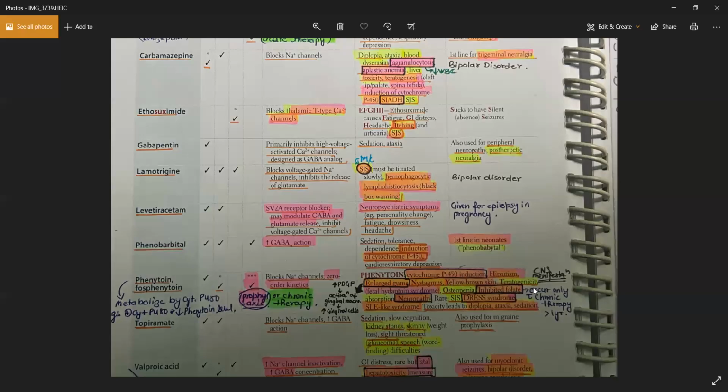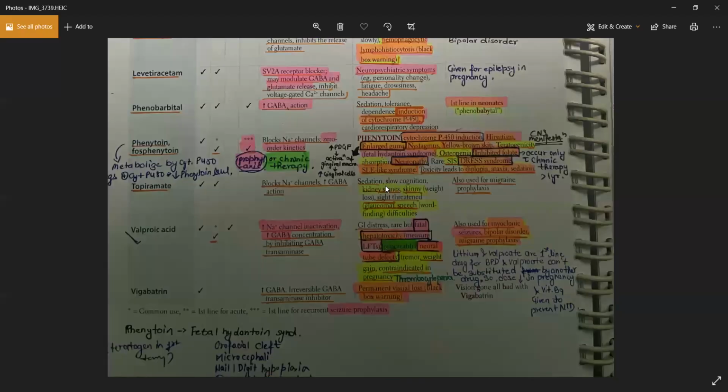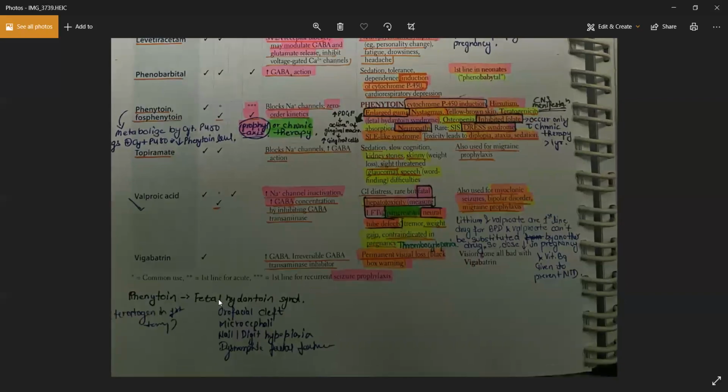It is a highly teratogenic drug, so must avoid in the pregnancy. It can cause the fetal hydantoin syndrome, in which you have the orofacial cleft, the cleft lip and palate. You can have a microcephaly. The digit hypoplasia and the nail hypoplasia are the important ones, so abnormal facial features, digit or nail hypoplasia and microcephaly you will get whenever you give the patient phenytoin in pregnancy. It can also inhibit the folate absorption, and as a result, it can cause neural tube defects.